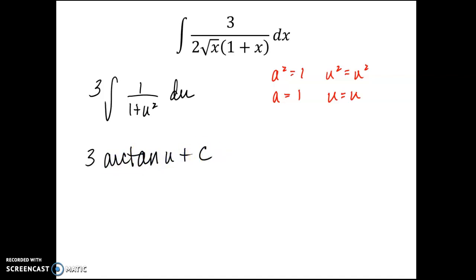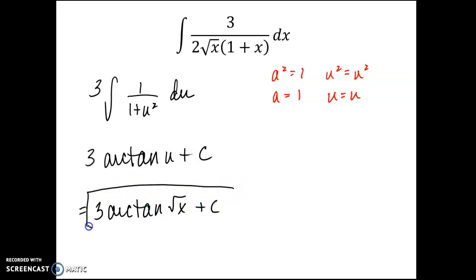But the original problem asks us to integrate with respect to x. So then I just have to make sure that I go back and I'm replacing with my original u substitution. And after our third attempt, that was the u substitution we made. We said u is equal to the square root of x.